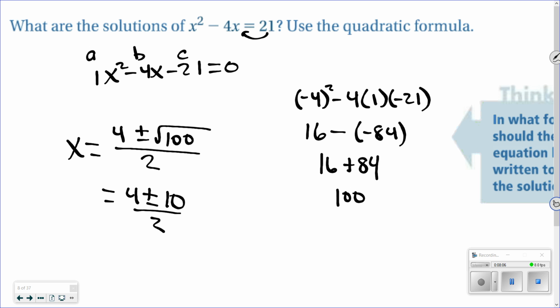And now I've got to find my two answers. I go 4 plus 10 divided by 2, and 4 minus 10 divided by 2. 4 plus 10 is 14, divided by 2 is 7. 4 minus 10 is a negative 6. Negative 6 divided by 2 is a negative 3. There's my two solutions.